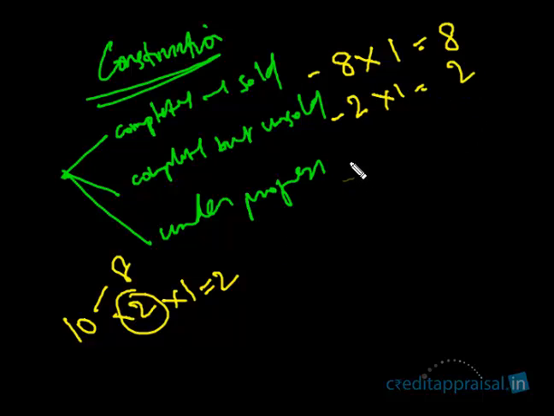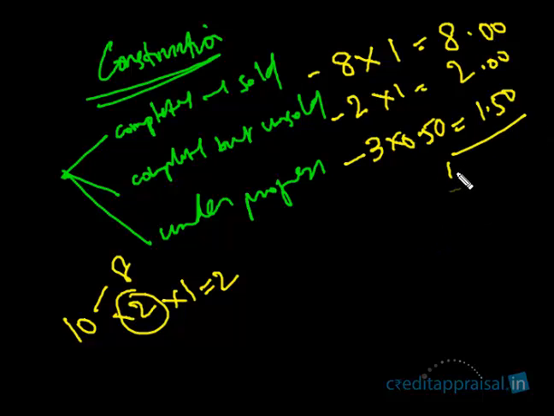And under progress there are 3 villas, and the work done so far was 0.5. So 1.5 crores was incurred on the incomplete villas. So totally he spent an amount of 10.5 crores, sorry, 11.5 crores, right? So he totally spent an amount of 11.5 crores on the construction of these villas so far. But if you look at the sales, right?